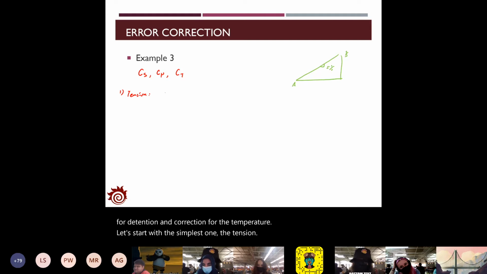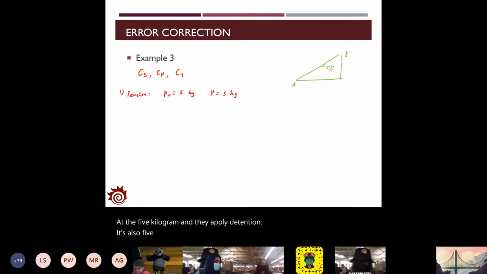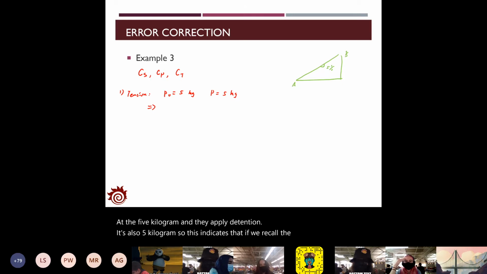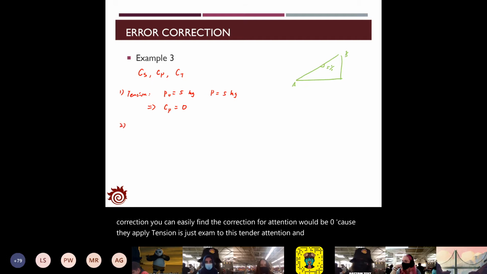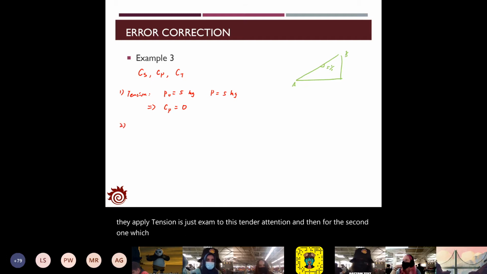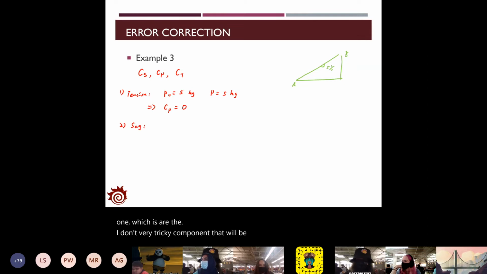We know the standard tension as 5 kilogram, and the applied tension is also 5 kilogram. So if we recall the formula of the tension correction, you can easily find that the correction for tension would be 0 because the applied tension is the same as the standard tension. And then for the second one, it's a very tricky component, that will be the correction for sag.